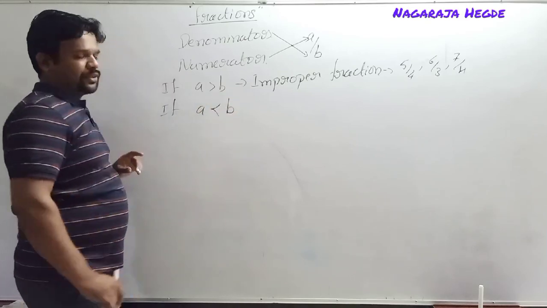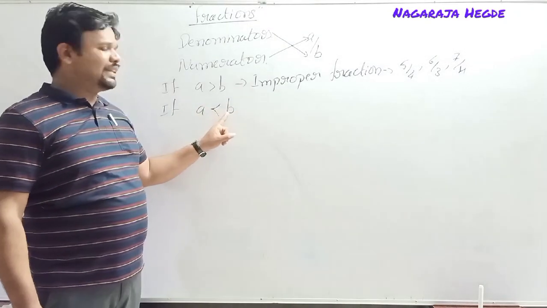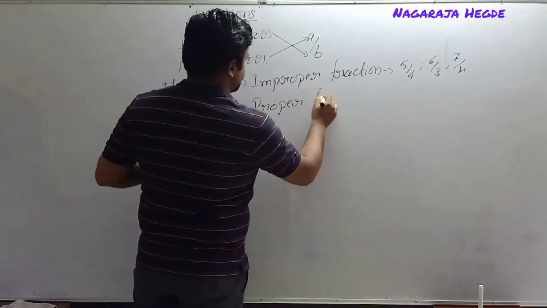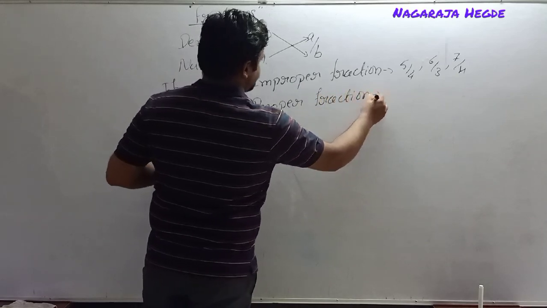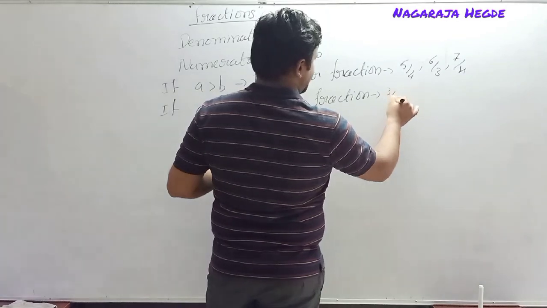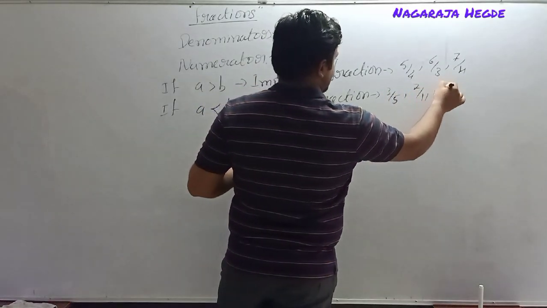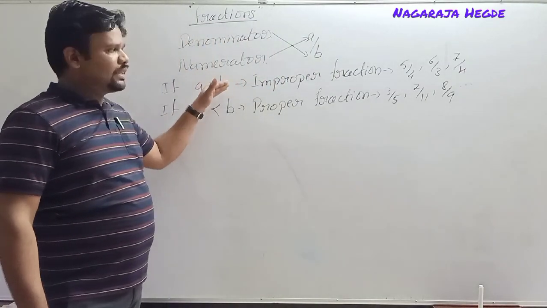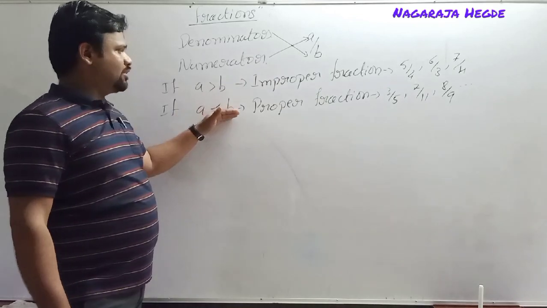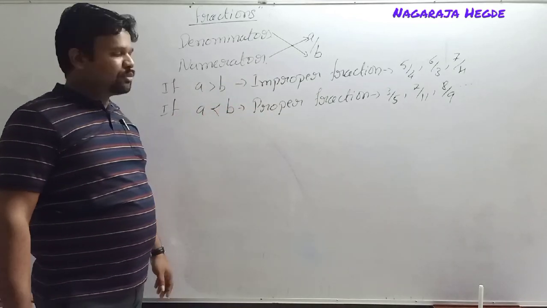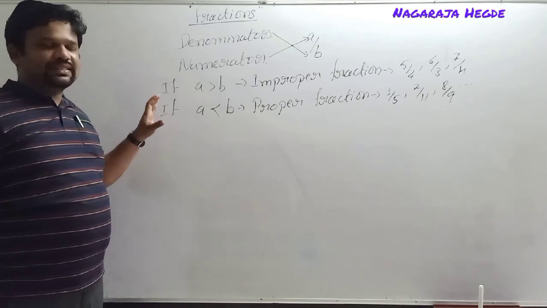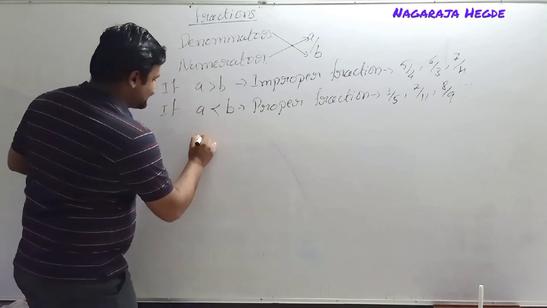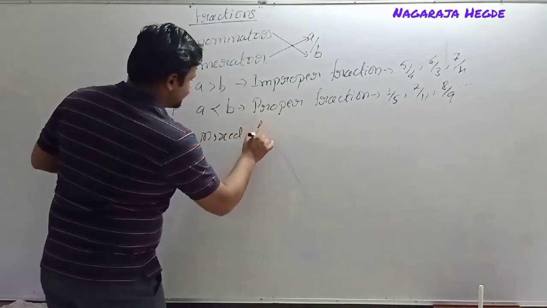Where the numerator is less than the denominator, that is called a proper fraction. For example, 3 by 5, 7 by 11, 8 by 9, and so on. If the numerator is greater than the denominator, it is an improper fraction. If the numerator is less than the denominator, it is a proper fraction. One more is there, a number which consists of a whole number and a fraction. That is called a mixed fraction.